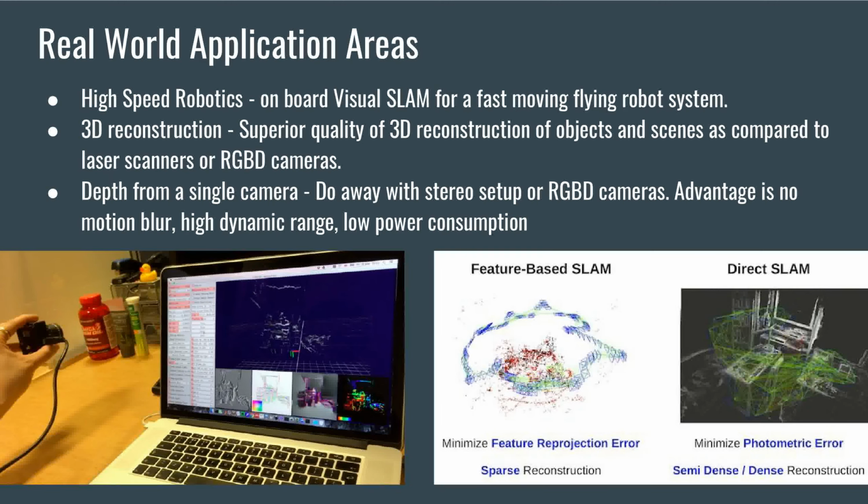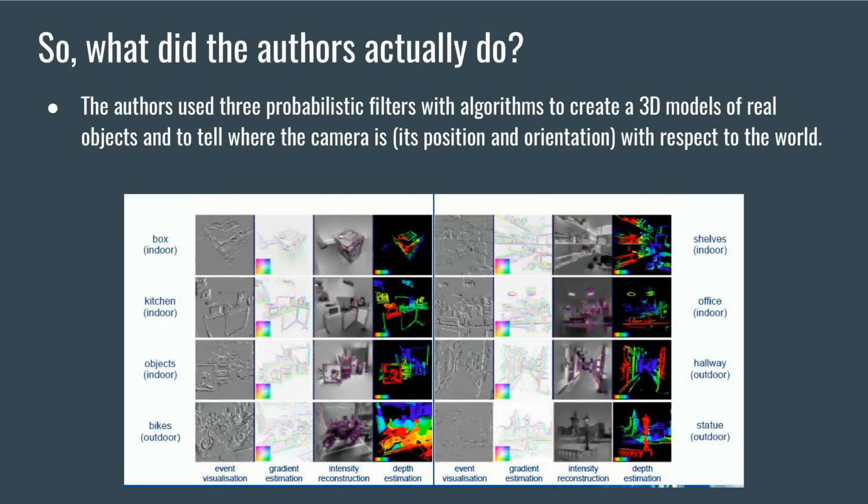It can be used for high-speed robotics, 3D reconstruction, and depth from a single camera. The authors also believe it could be used for making real-time, high frame rate HDR videos. As stated previously, the authors used the algorithm to create 3D models of real objects and to tell where the camera is with respect to the world.